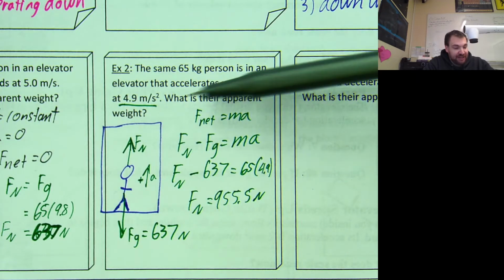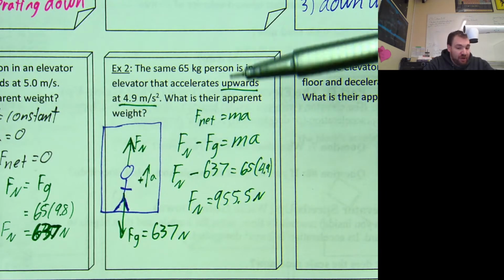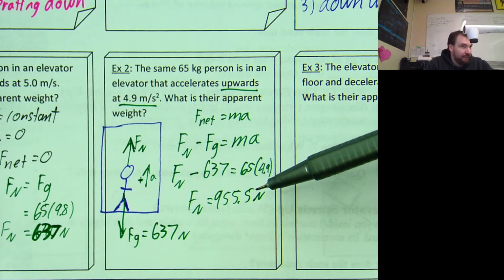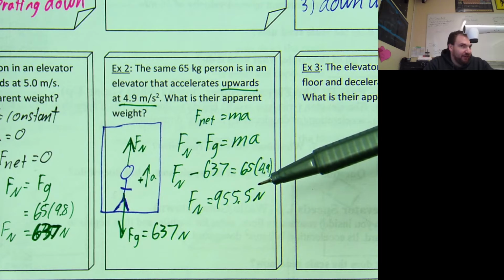Accelerating upwards in an elevator at 4.9 meters per second squared. For my wife, that would be like doubling her weight. Like twice my wife instantly. That would suck for her.